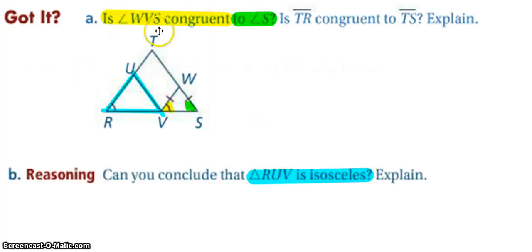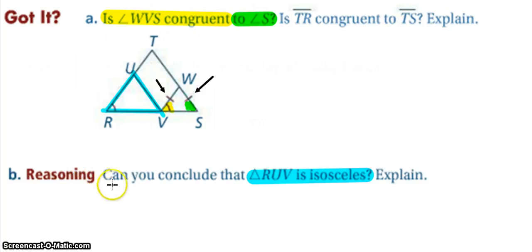So our first question here is asking, is angle WVS, so that angle right there, congruent to angle S? And if I look here, I've got two congruent side symbols, my little tick marks here. So that then tells me that the opposite sides of them are congruent, so our angles also must be congruent.